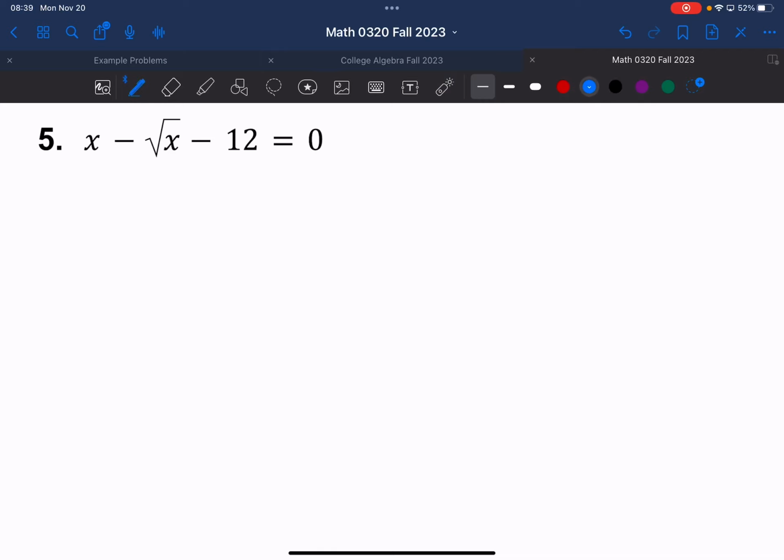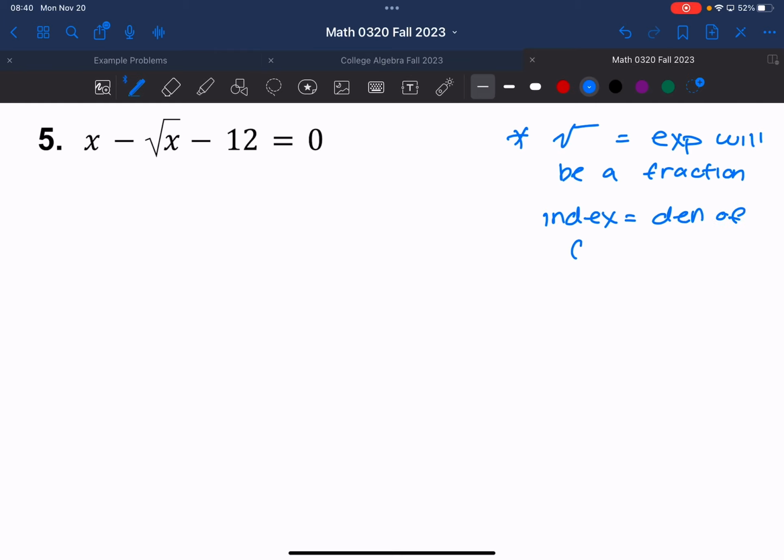Let me write that off to the side. Radical means your exponent will be a fraction. And whatever index you see, that's the denominator of your fraction. So index equals denominator of fraction. So in this case, since we don't see an index number, we assume it's what? 2. So there's technically an index of 2 here. So that means if I rewrite this, this is x minus x to the 1/2 minus 12 equals 0.